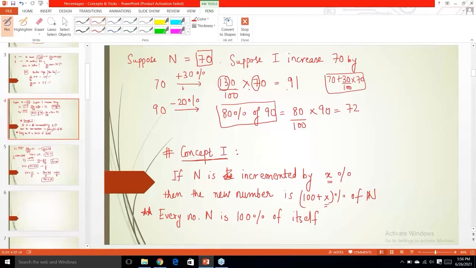130%. So to arrive at the final number, rather than figuring out what is 30% of 70 and then adding it to 70, I simply say that I'll do 130% of 70. So rather than adding 30% of 70 to 70, you just do 130% of 70. And the concept works because every number is 100% of itself.